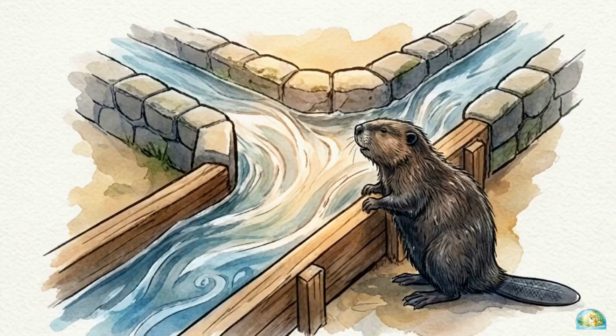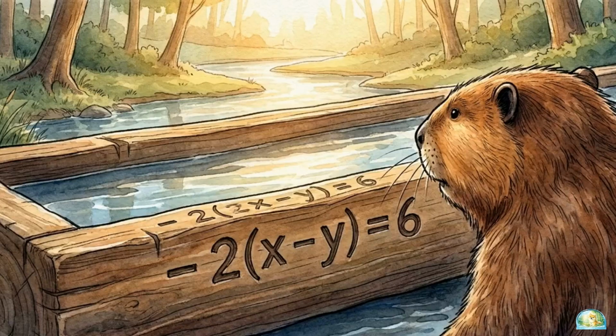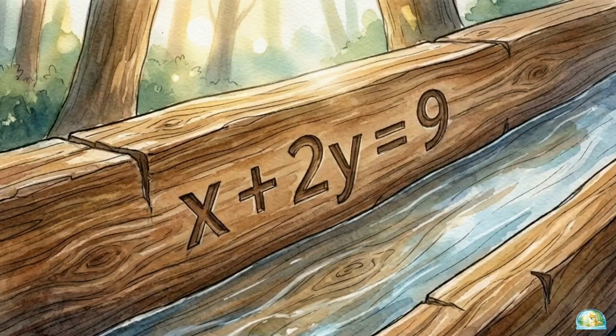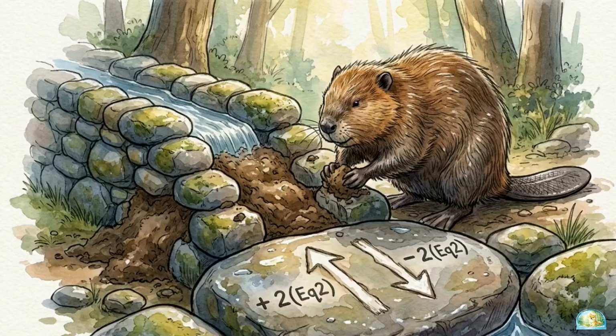We verify the flow by reversing it. If we subtract 2 times x minus y, which we know equals 6, from our replacement equation, we perfectly recover x plus 2y equals 9. The replacement is valid in both directions. Add 2 equation 2 to equation 1, or subtract 2 equation 2 to recover equation 1.